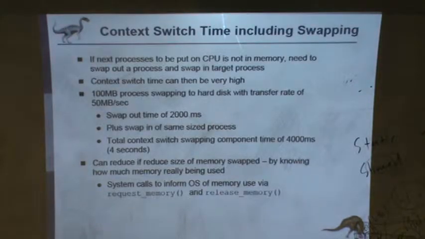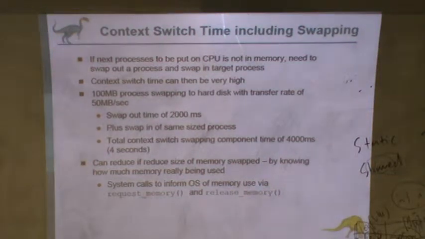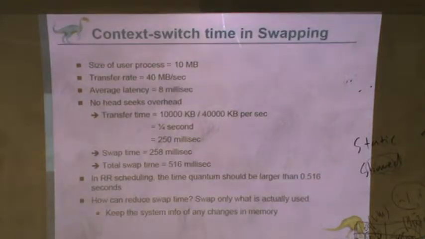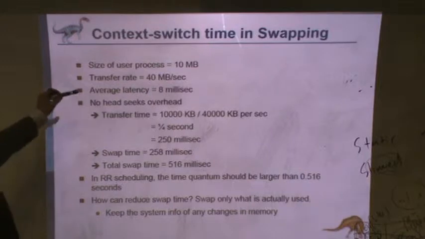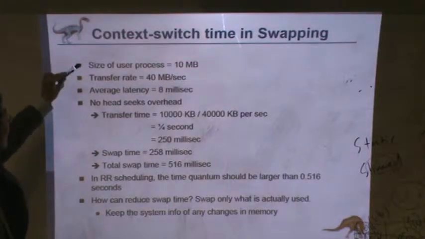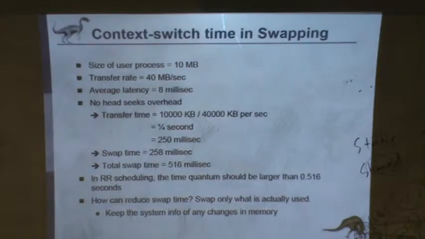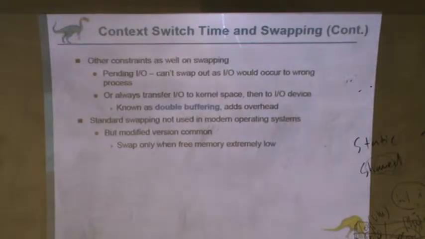This slide shows how long it takes for the swap operation. This is just simple math, so you can easily understand. The key point is that it takes a long time. So you can compute how expensive it is to perform the swap operation. For a given process and transfer rate, you can calculate the time. Because it is so expensive, most modern operating systems give up the swap operation.